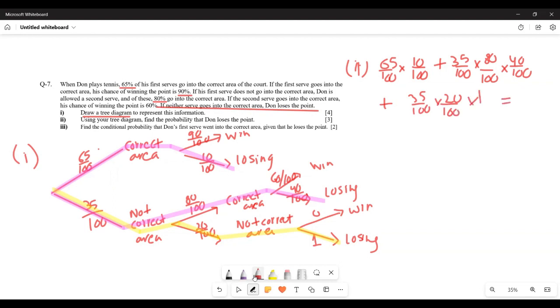So when you multiply and add all these fractions, you would get a probability of 0.247. So the probability of losing the point is 0.247.